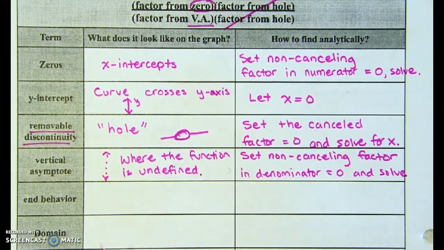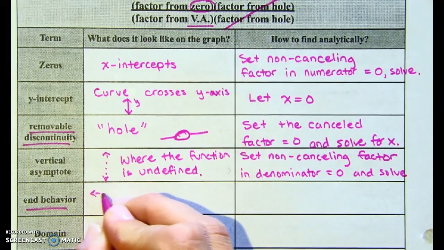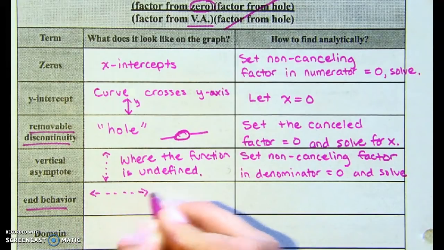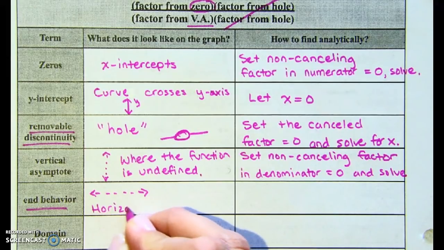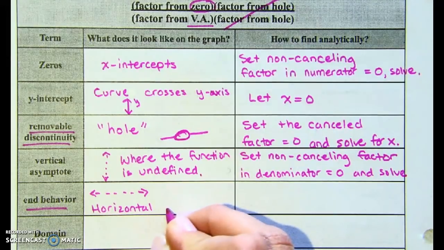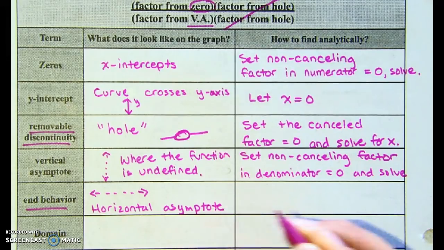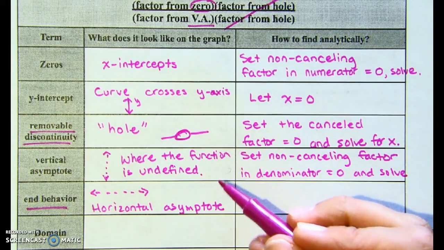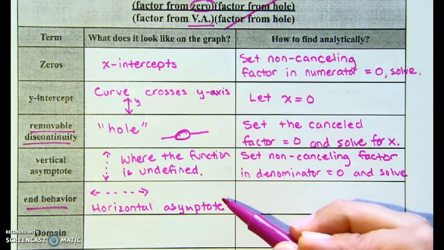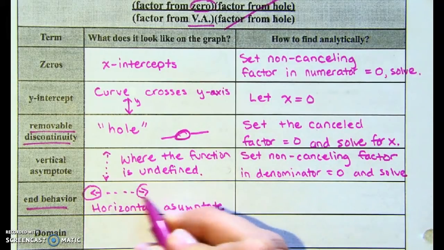End behavior. What does that look like on the graph of a rational function? That's going to be, for now, our horizontal asymptote. So the vertical asymptote is where the function is undefined, but the horizontal asymptote is really the end behavior, what is happening on the left and on the right.